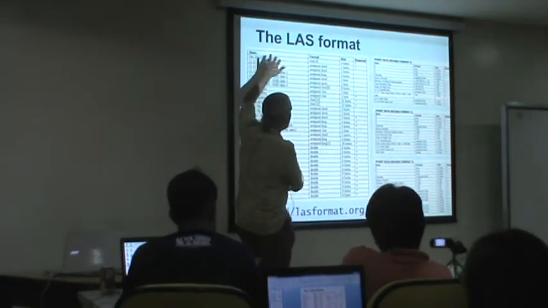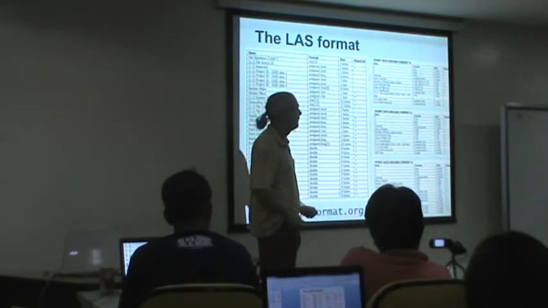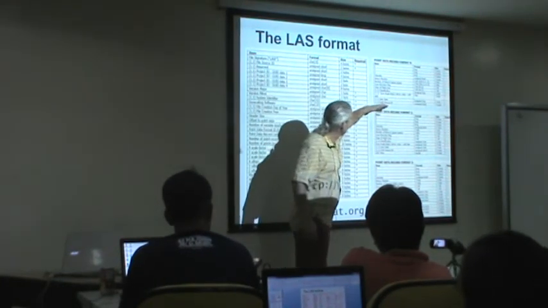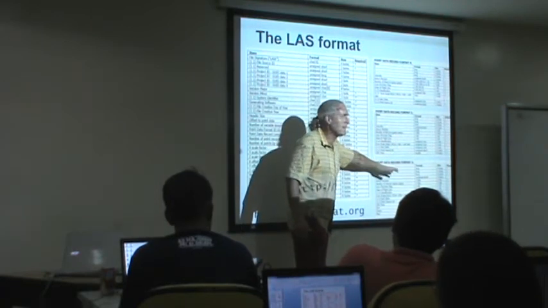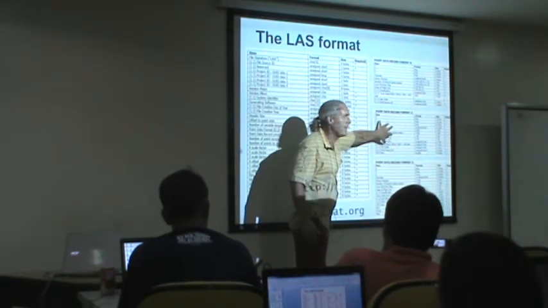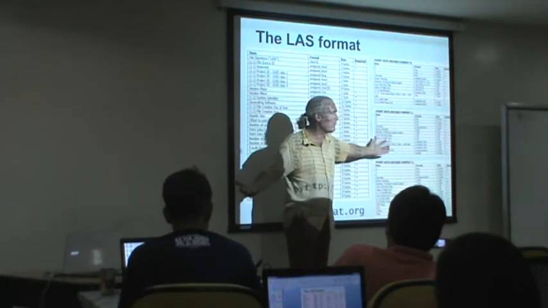There's a header. It says some parameters. And then maybe 20 million times this thing repeated. That's the file.